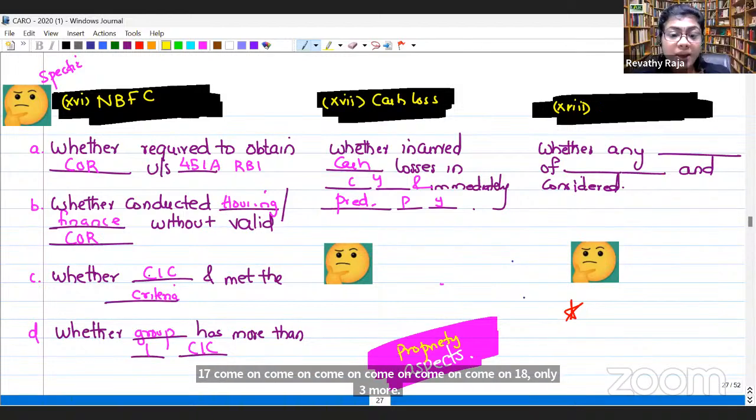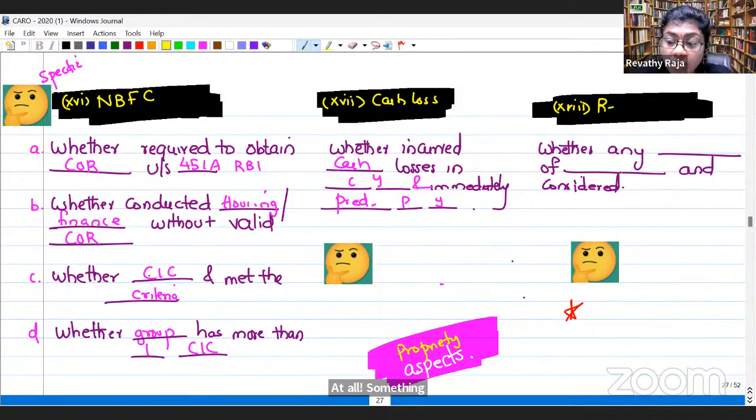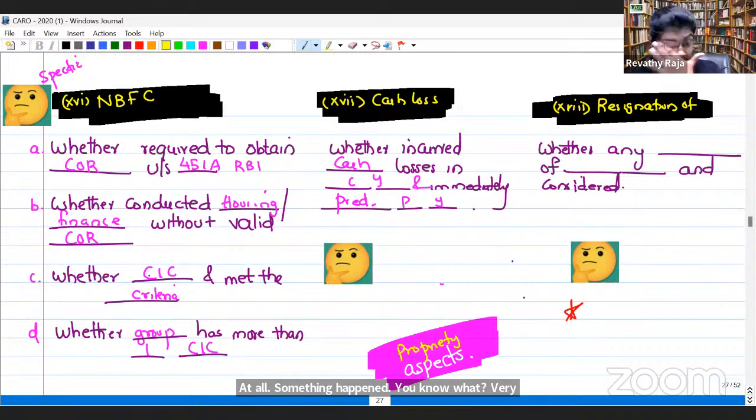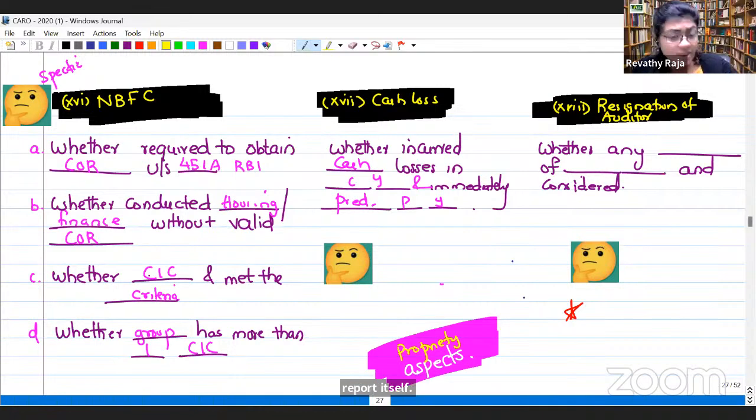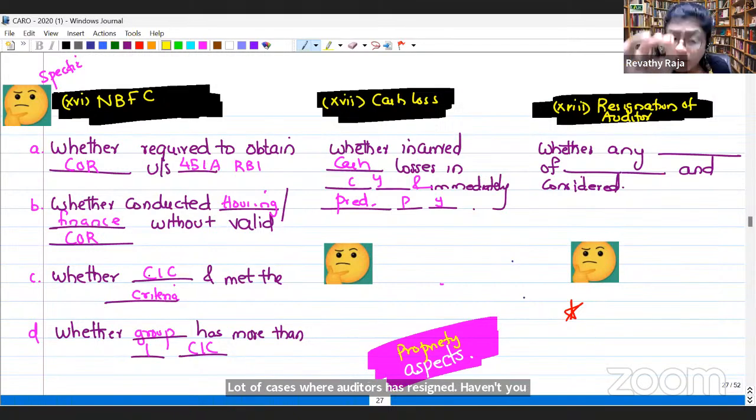Something happened. You know what? Very important: resignation of auditor. You have heard about Adani Group, Byju's, lot of cases. I'm just saying in public because all these are listed companies and it's there in the report itself. Lot of cases where auditors have resigned. Haven't you read it in various blogs? Auditor resigning, is it a small issue?